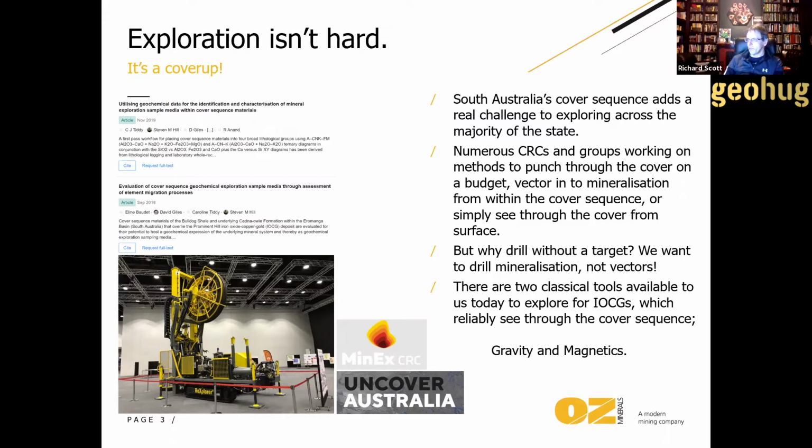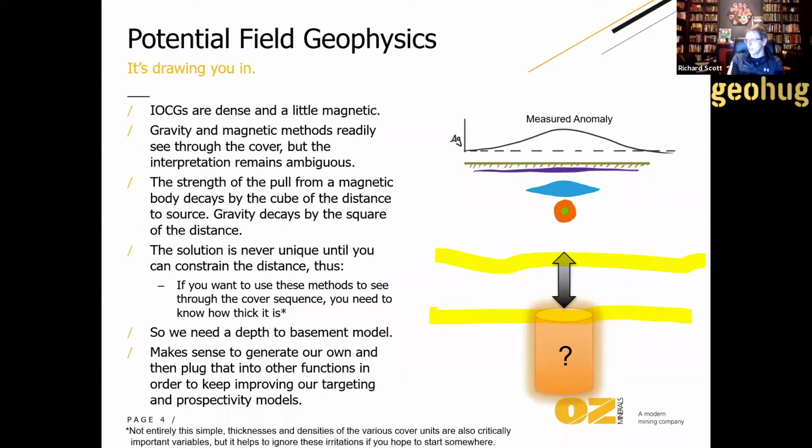So for a particular example, my company's interested in IOCGs, or iron oxide copper gold. There's two tools they like to use: geophysics, gravity, and magnetics. So in between the yellow lines is the problem. And as it says there, there's different physics for different types of geophysics. A magnetic source is different to a gravity source, and neither gives you an exact answer, as there are an infinite number until you put some constraints on it based on geology and particularly the depth. So that's the reason basically we're interested in a depth of basement model.